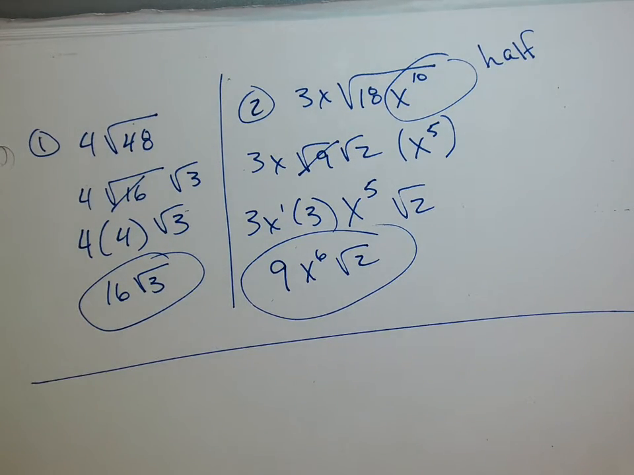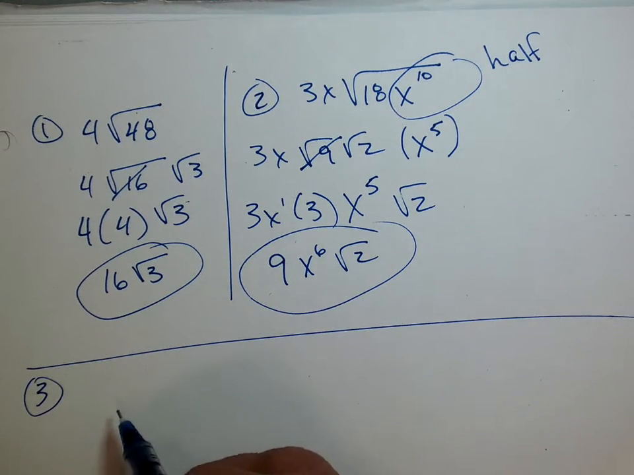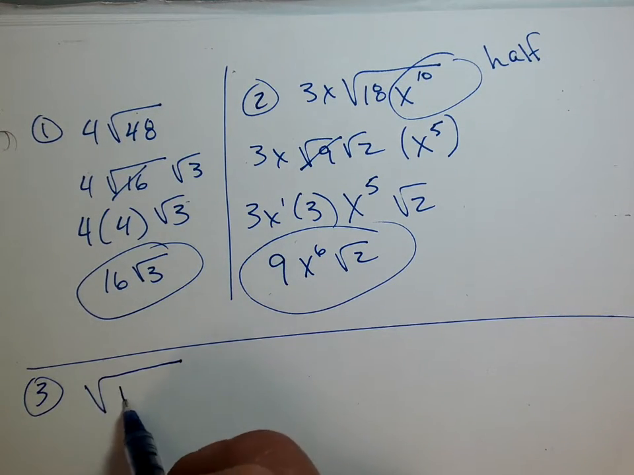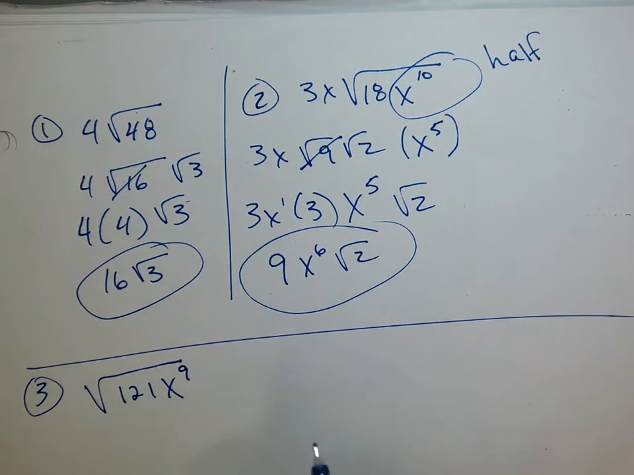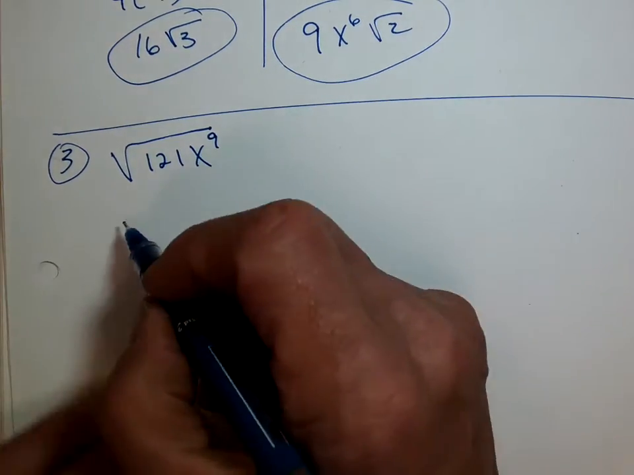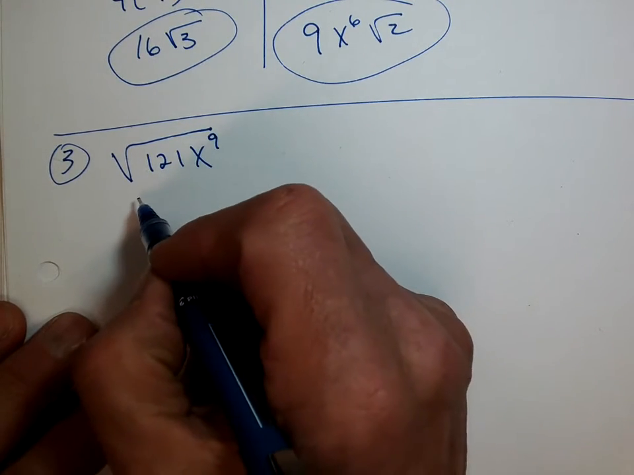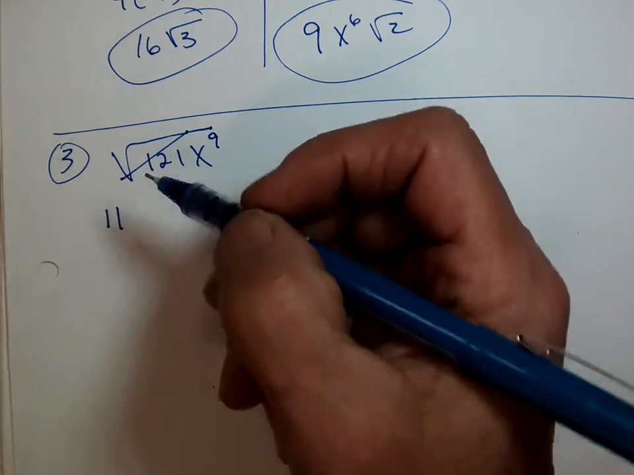Number 3, and slow me down if I get going too fast. I'll write down 3 and I'll wait for you. Okay, number 3, you guys ready for 3? Okay, slide it up. Square root of 121 is actually a perfect square. Square root of 121 is actually 11. It really is. It's a perfect square.